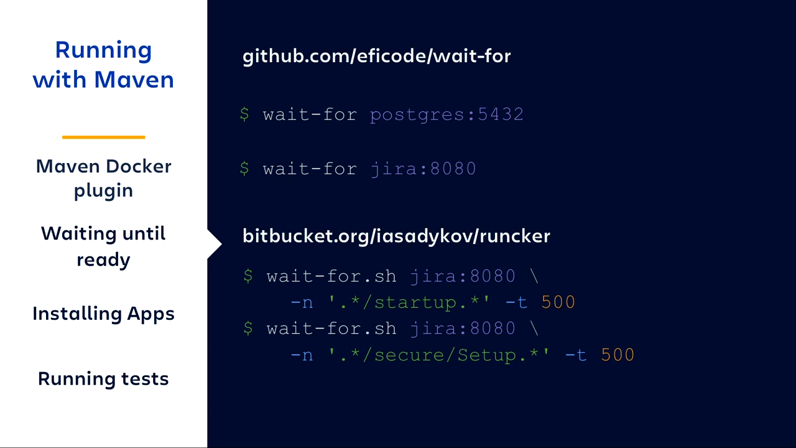Basically, in addition to waiting until the port is open, it also waits until the HTTP request to Jira is not redirected to a certain page. So here we're waiting until Jira stops redirecting us to the startup and to the secure setup pages. And once it stops redirecting us, it means that Jira is fully ready. This is as hacky as it looks like. I don't think it's a good solution. We can do better, right?